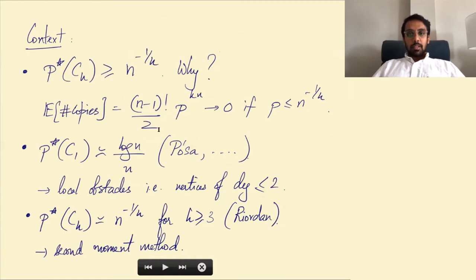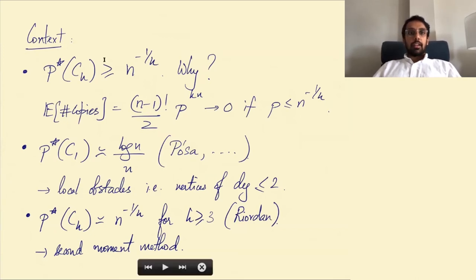So let's start with some easy bounds. Trivially, the threshold for containing the kth power is at least something like n to the minus 1 over k. Why is that true? Well, that's just a cheap first moment argument, because the number of copies in the complete graph is essentially just the number of permutations, except you've got to quotient out by the fact that cyclic shifts give you the same cycle and reflections give you the same cycle. So the total number of copies in the complete graph is just (n minus 1) factorial divided by 2. And each copy has a p to the kn chance of turning up because, as I just mentioned earlier, these objects each have kn edges in them. And so the expected number of copies is tiny when p is smaller than n to the minus 1 over k. So that gives us a lower bound on the threshold.